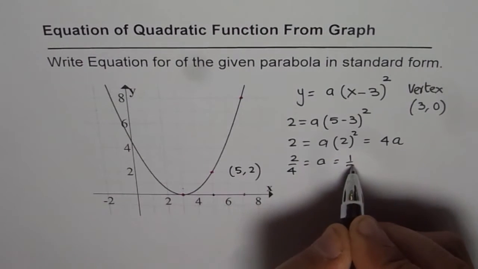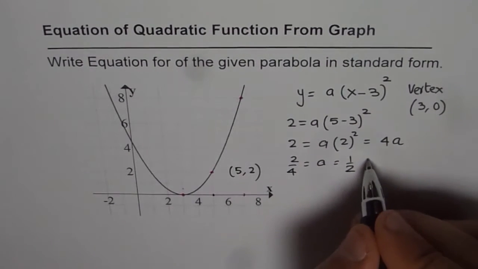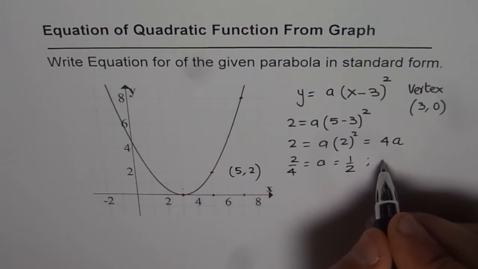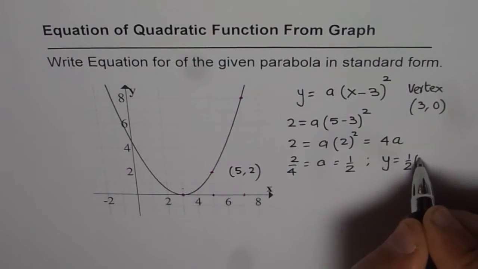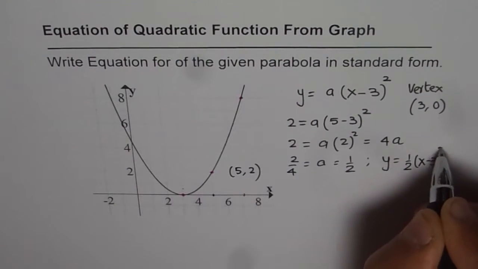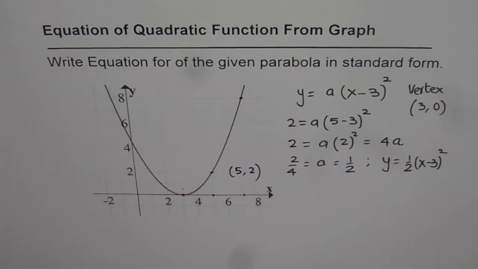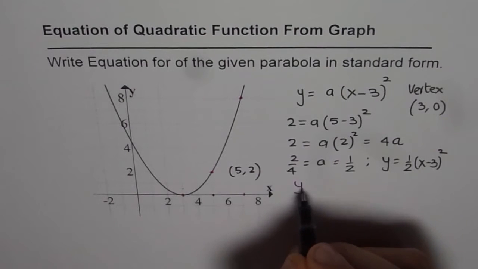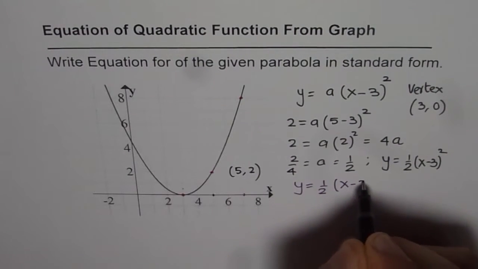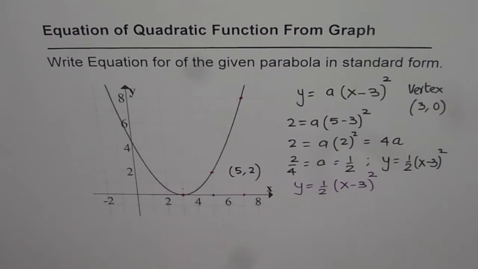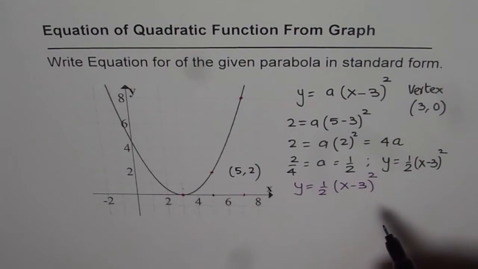which is half. Since a is half, I can write my equation as y equals half of (x minus 3) whole square, right? So let me write this equation very clearly, and that is y equals half of (x minus 3) whole square. So I've shown you calculations to find the value of a.